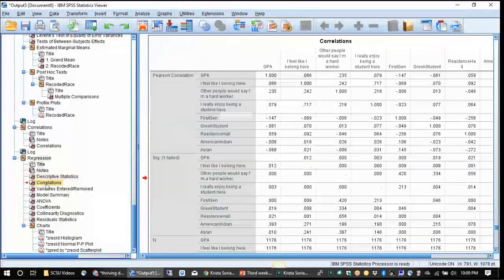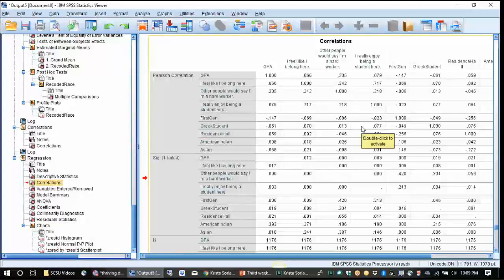The second thing that we can see is a list of correlations, and that's a way of examining where we might encounter some potential multicollinearity. Right away, I notice, wow, I feel like I belong here and I really enjoy being a student here do have a high correlation. There's an additional test for multicollinearity, a tolerance test. So we'll see if that's going to be problematic for us.